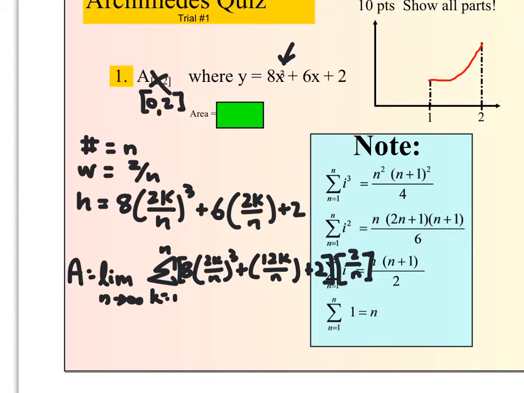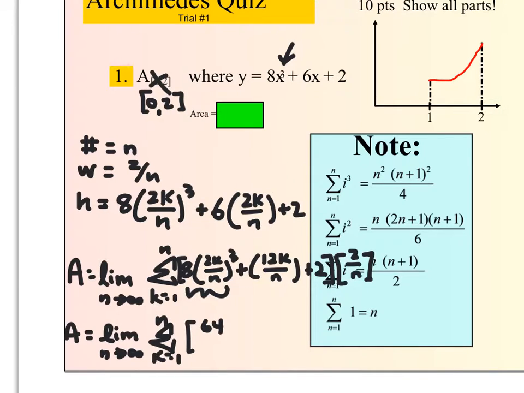Alright, so as we split this thing up, I'm going to just regroup some stuff here. K equals 1 to n. I'm going to turn this first term into, it looks like 64, right? 2 cubed would be 8 times 8, so 64k cubed over n cubed. Alright, then I have plus 12k over n plus 2 times our width 2 over n.